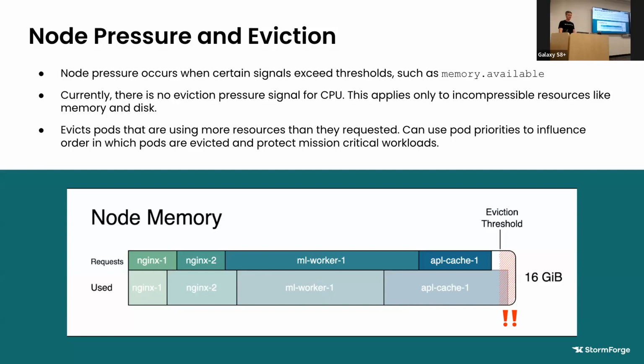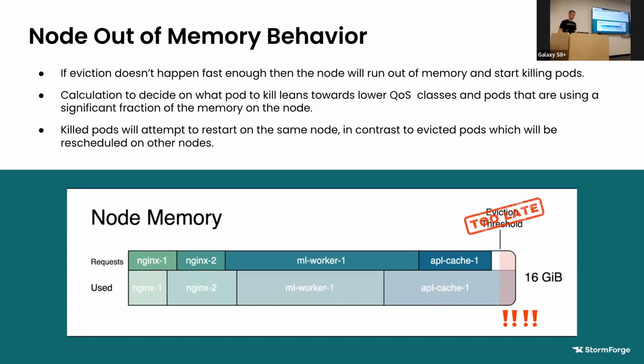And at least with the eviction thresholds, which are the defaults, it doesn't start evicting till it gets to like 98, 99% of the node resources. And then it's very likely that it will be too late. And what's going to happen is the node itself is going to run out of memory. And once the node runs out of memory, it starts killing pods, because that's the only way for it to reclaim. And it has a calculation.